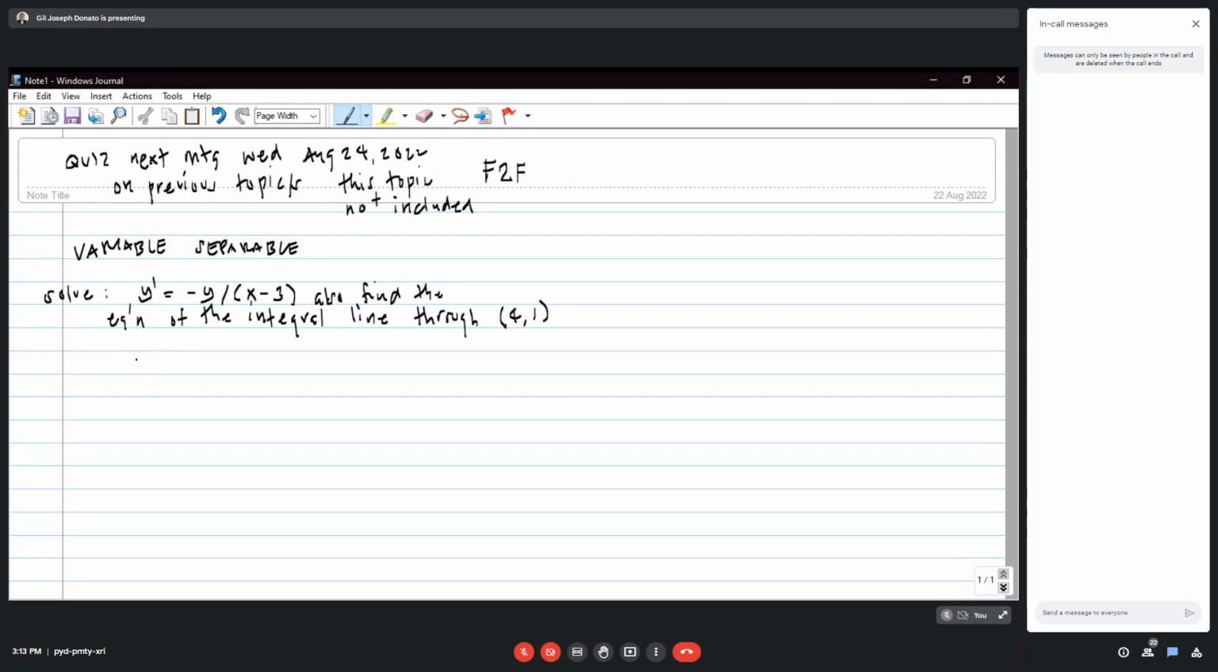Okay, write ko. So first is that meron akong y prime is equal to negative y divided by x minus 3. So yung y prime, i-write natin in terms of differential. So write natin as equivalent to the differential of y with respect to x is equivalent to negative y divided by x minus 3.